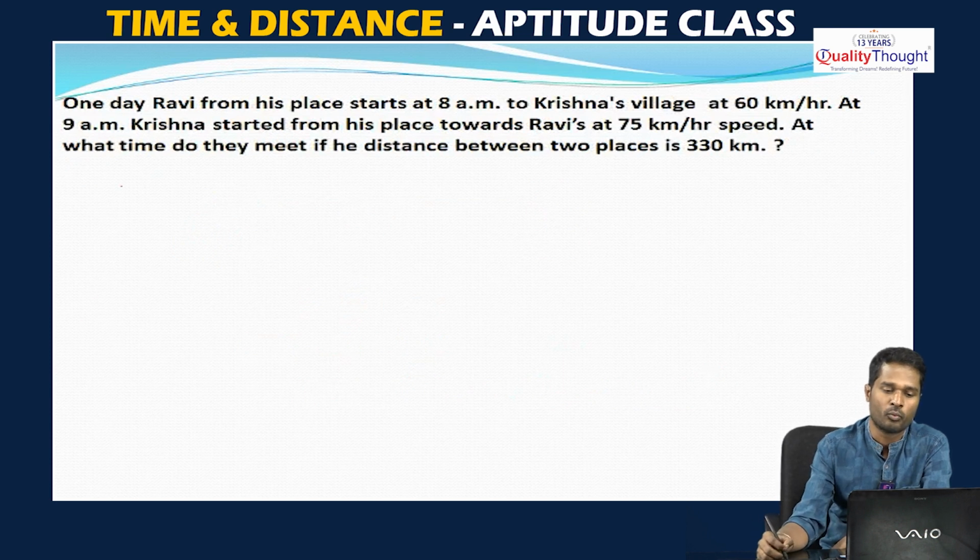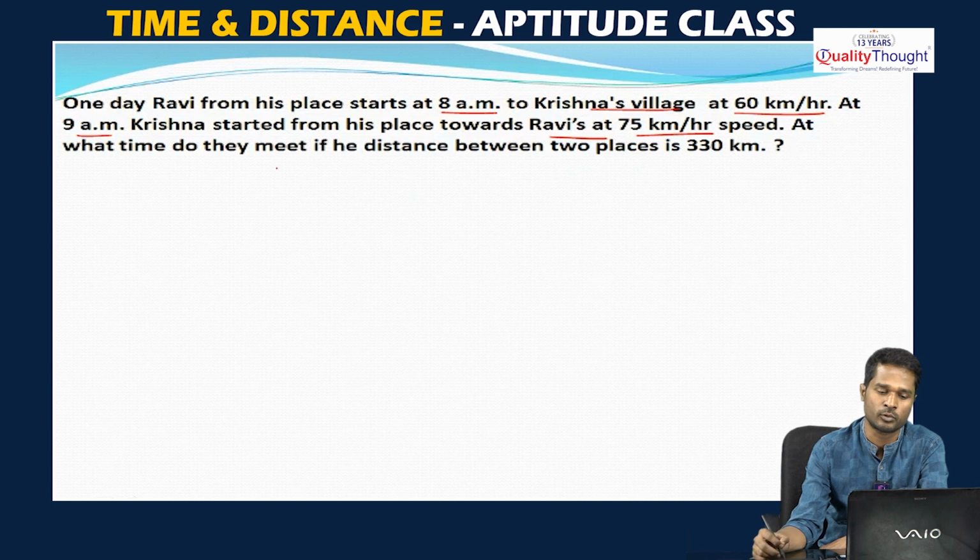See the question. One day Ravi starts from his place at 8 am to Krishna's village at 60 kilometers per hour. At 9 am Krishna started from his place towards Ravi's at 75 kilometers per hour. That is the speeds. At what time do they meet if the distance between the two places is 330 kilometers? A similar kind of question, let us write it.